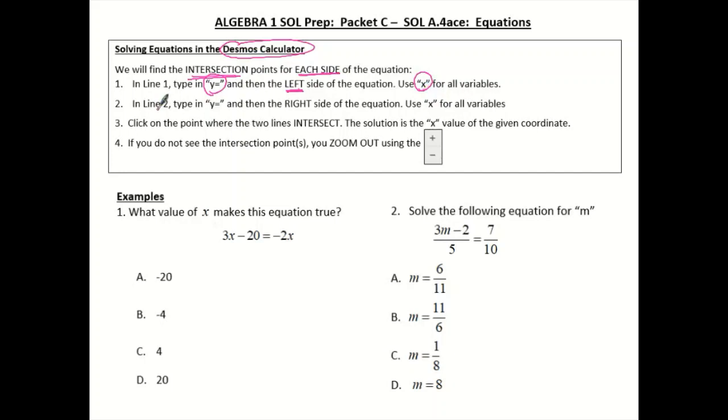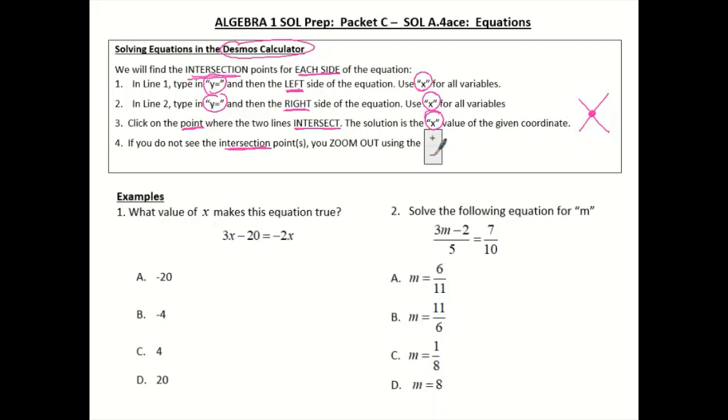We're going to do the same thing in our second line. We're going to type y equals, and then whatever's on the right side of the equation, again using x for any variables. Then we want to click on the point where the two lines intersect. Two lines are going to touch, and that point is your solution. The solution is going to be the x value of that point. If we can't see the intersection point, we can use the zoom in and zoom out features on Desmos.